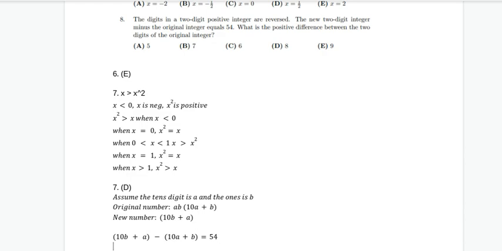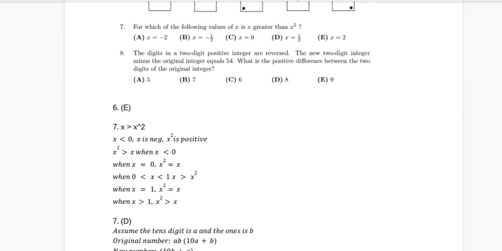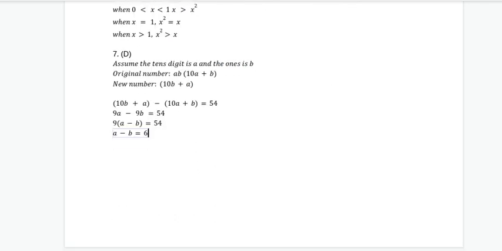This means we can simplify it into 9A minus 9B is equal to 54, which is 9 times (A minus B) equal to 54. So A minus B will be 6. Looking back at the problem, it asks us to find the positive difference between the two digits of the original integer, and we find that this difference is 6. So the answer is 6, which is C.